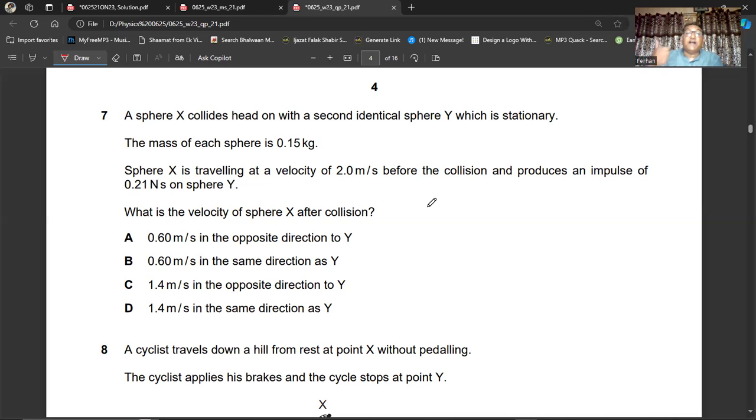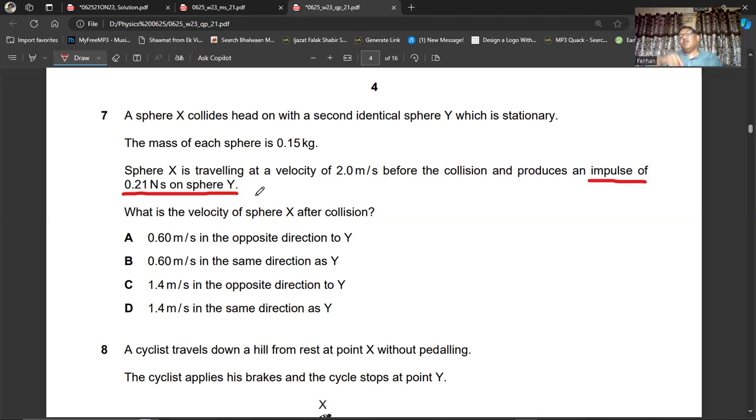produces an impulse. This sentence is very important. And produces an impulse of 0.21 Newton second on the sphere Y. You know, impulse is equal to the change of momentum. So they are talking about the sphere Y, the second sphere, which was stationary. So the change in the momentum, which is called impulse, is equal to 0.21 Newton second. That is for the sphere Y.